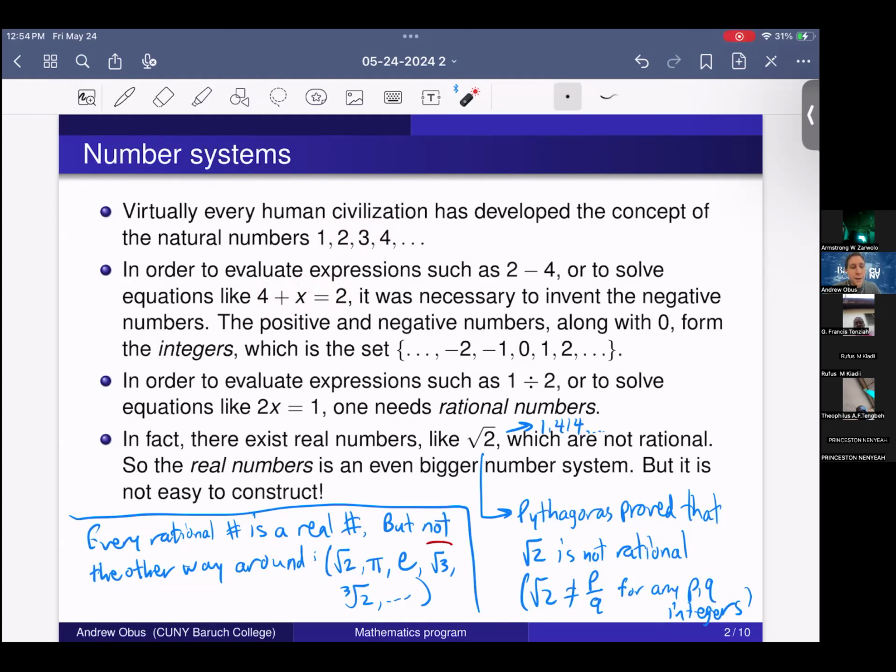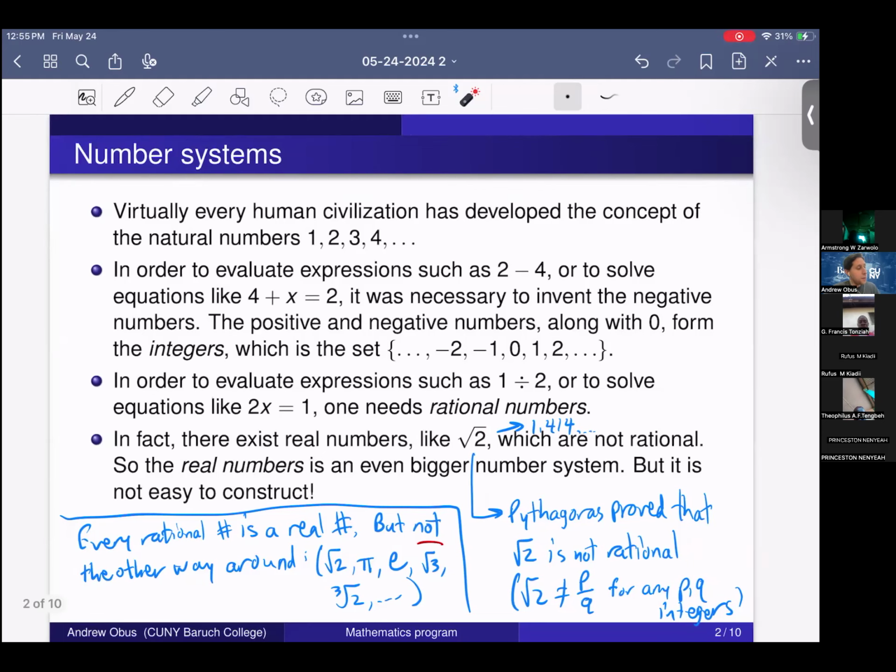So what do we do? We invented a new kind of number to be the solution. We say this is -2, a new kind of number, a negative number. What do we do here? 2x equals 1. There's no solution in the integers, so we invent a new type of number, a rational number, so x equals 1/2. What about x squared equals 2? There's no rational number that satisfies that, so we invent a real number, x equals square root of 2. So we've always been inventing new kinds of numbers to solve equations that we don't know how to solve.